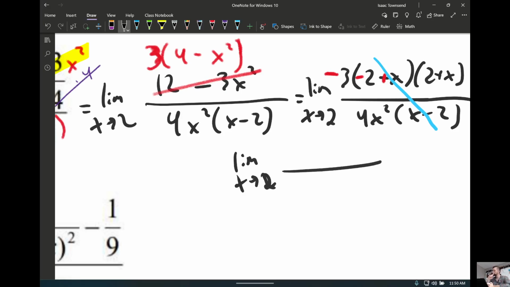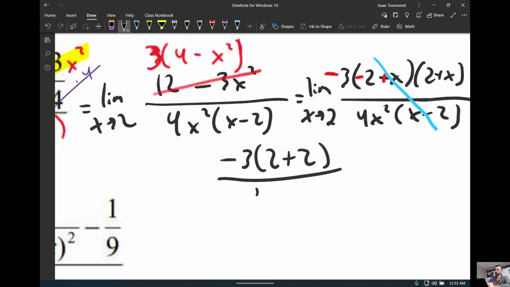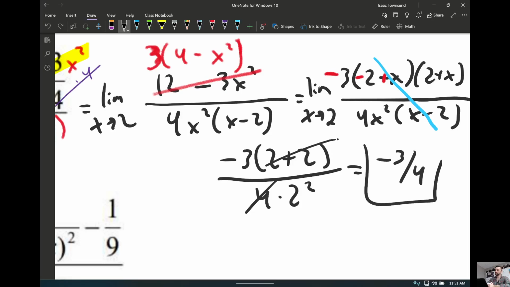Now direct substitution should work out just fine. So I won't even write this. Plug in 2 into here and plug in 2 into here. 4 would cancel out 4 and we'd end up with negative 3/4.